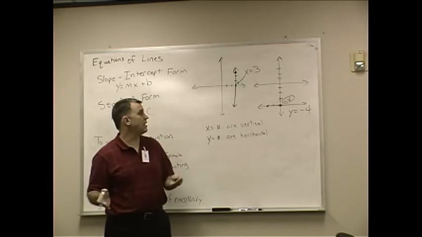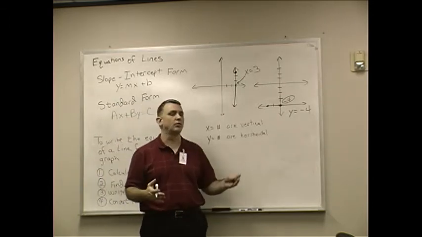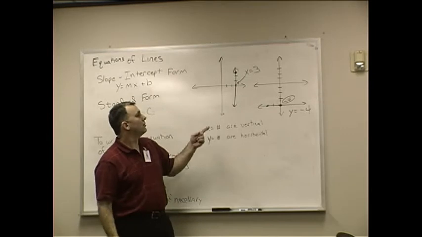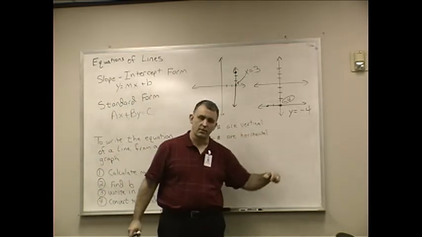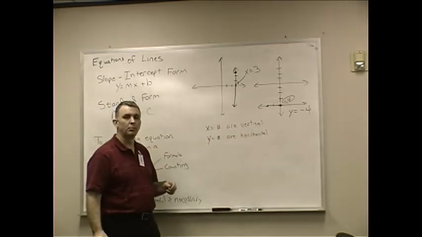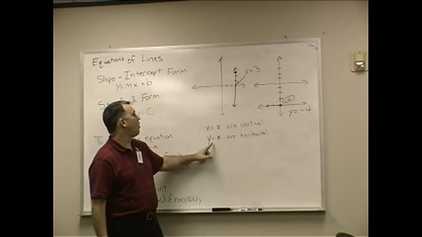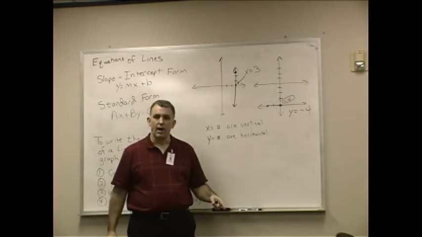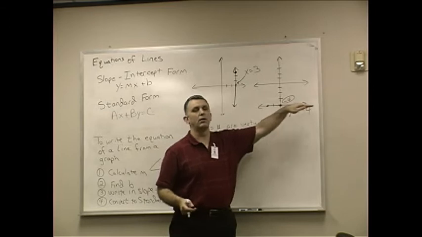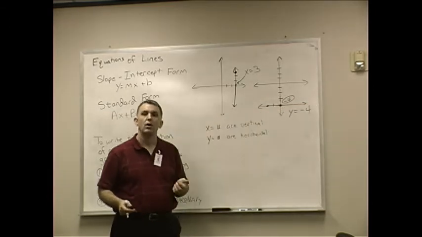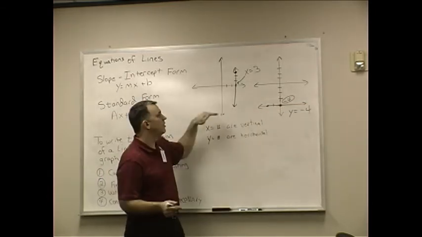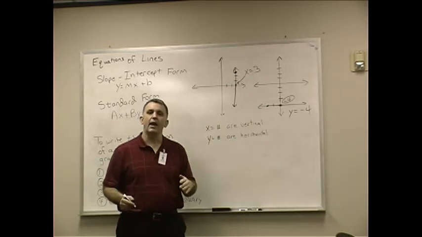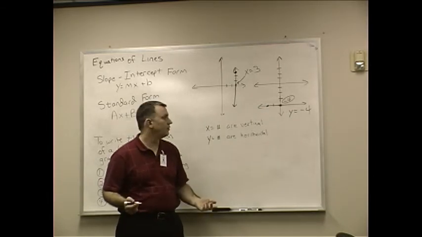Now that doesn't give any explanation for something that I just told you to memorize. Let me start with this one on the right. It's actually the easier one to explain. Y equals a number lines are horizontal. Horizontal lines are flat, aren't they? What's the slope of a flat line? It doesn't have any slope. It has a slope of 0.